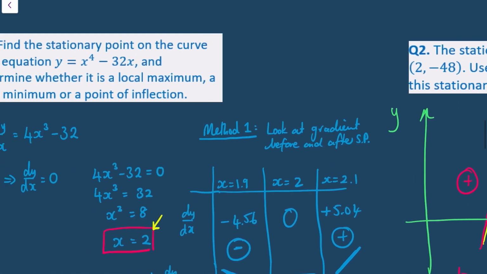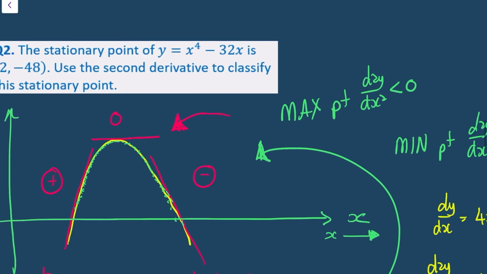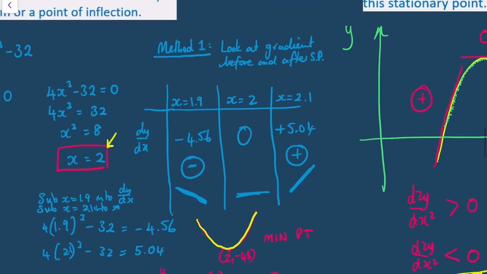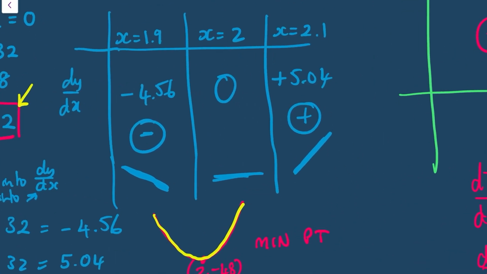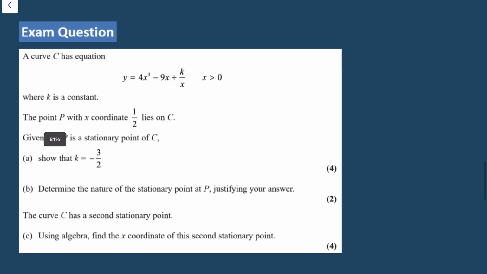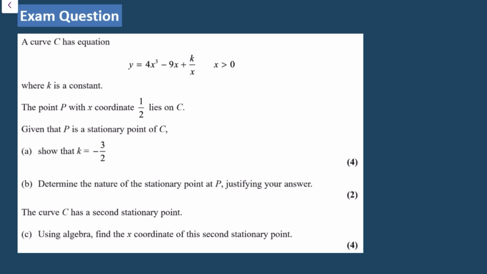So when my second order derivative is 0, it could imply that I have a point of inflection, and I will then have to test. I'll then have to use this table method. Okay, right. So let's move on to an exam question.